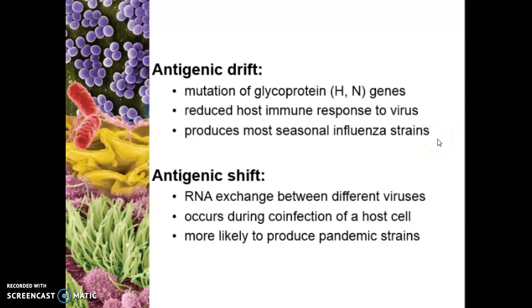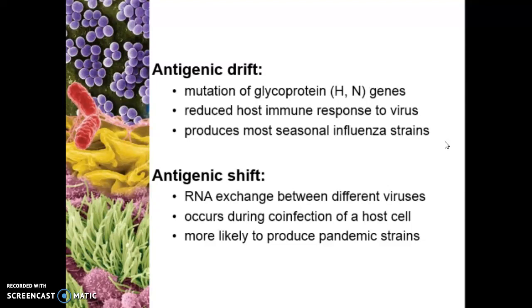Antigenic drift is just minor mutations, random mutations, and that produces most seasonal influenza strains. So what is going to cause a problem this year was probably viruses that came around last year, but then mutated over time. And so now there's a slightly different version out there that can cause a little problem.